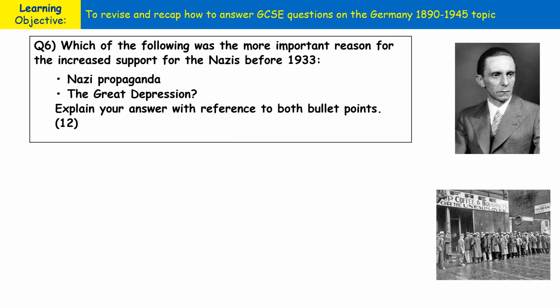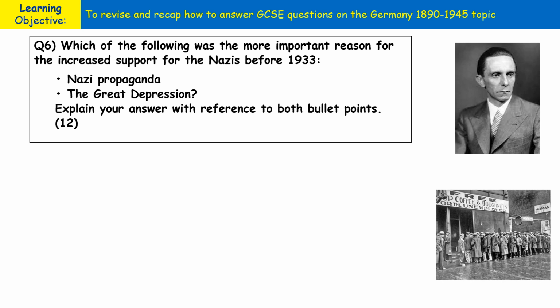So here's an example of a 12-mark question that will appear like this in your summer assessment. Now, this question is as follows. Which of the following was the more important reason for the increased support for the Nazis before 1933? And then you're given two prompts. The first prompt is Nazi propaganda, and the second prompt is the Great Depression. And then it says explain, that's a key word here, explain your answer with reference to both bullet points.